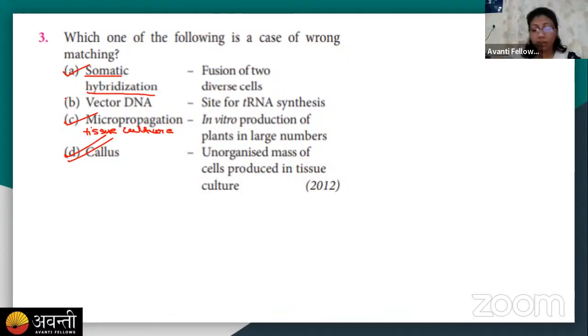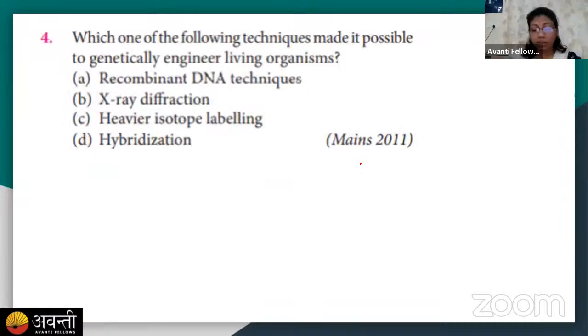Okay, so let's move to the next question. Which one of the following techniques made it possible to genetically engineer living organisms? Option A, recombinant DNA technology. Option B, X-ray diffraction. Option C, heavier isotope labeling. And option D, hybridization. Now you have to find out the correct answer.